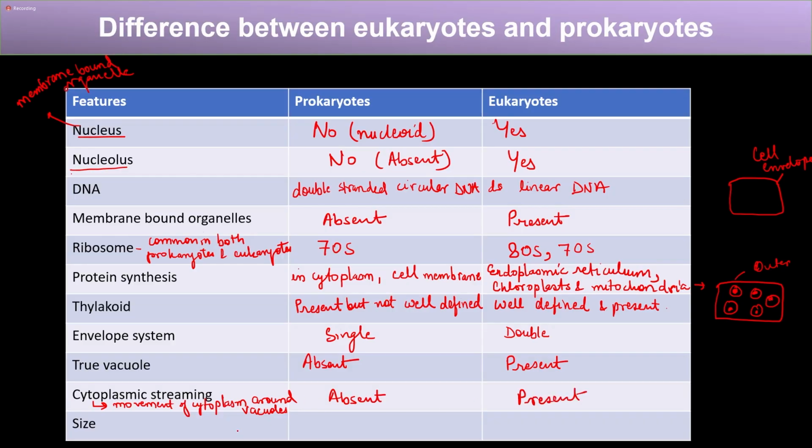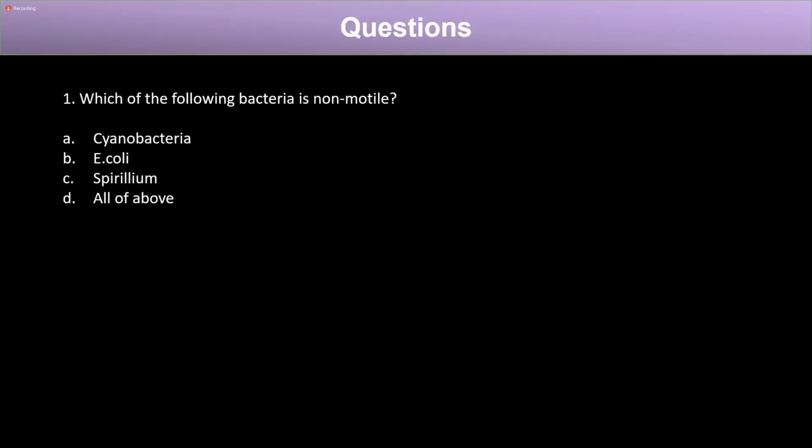And next, if we talk about the size, we studied in the first lecture that the size of a prokaryotic cell is very small. What was it? It was typically in the range of 1 to 5 micrometer. But eukaryotic cells are comparatively larger and have a typical size of 10 to 20 micrometer. So these are the differences between prokaryotic and eukaryotic cells, and with this you have also revised what we have studied about prokaryotic cells till now. Now, let's quickly discuss a few questions, and after that, I'll end this lecture.